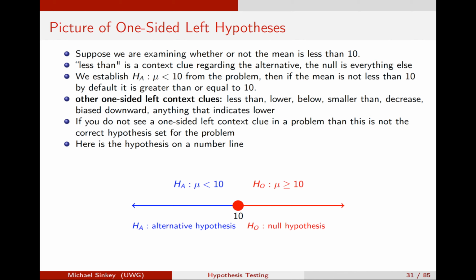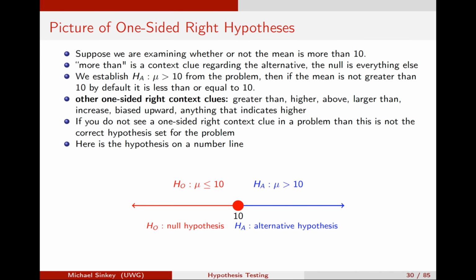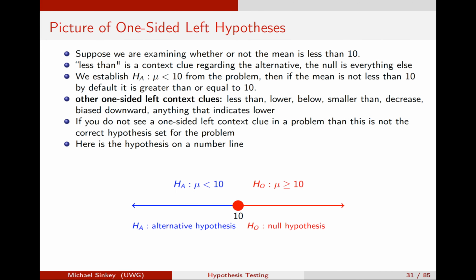Other context clues: lower, below, smaller than, decrease, bias downward. Anything that indicates lower is a one-sided left context clue. And if it's not lower, then it's above, greater than. So if I'm not less than 10, I'm greater than 10. That's to the right, and that's part of the null. And I could be equal to 10. That's also part of the null. So if I do not see a one-sided left context clue in a problem, then again, this is not the right set. So we set up two different types of alternatives so far. We have a one-sided right, greater than. We have a one-sided left, less than.